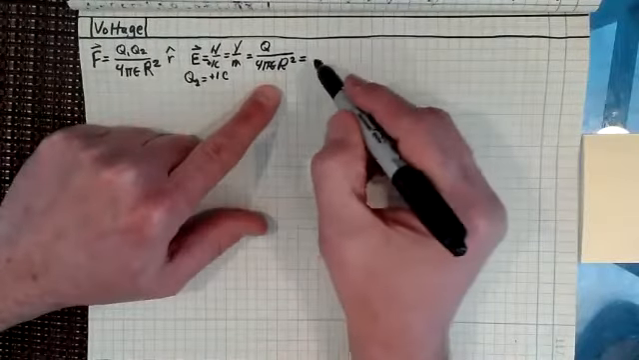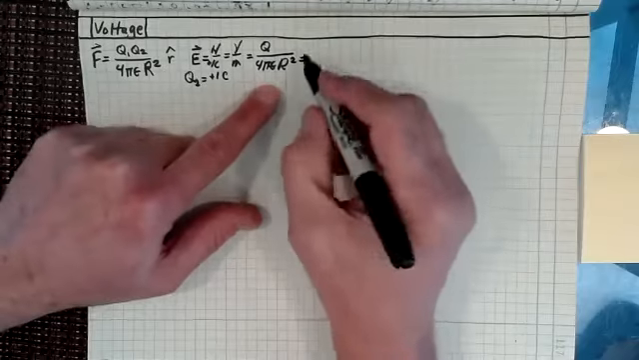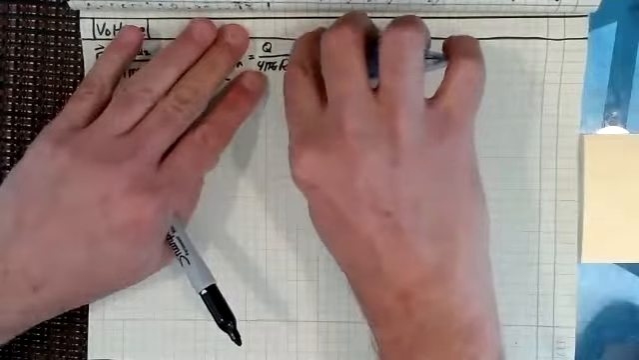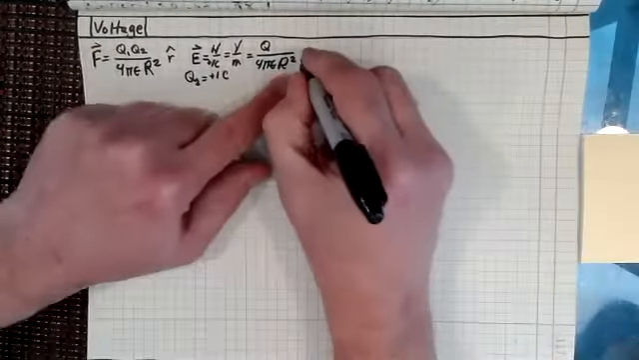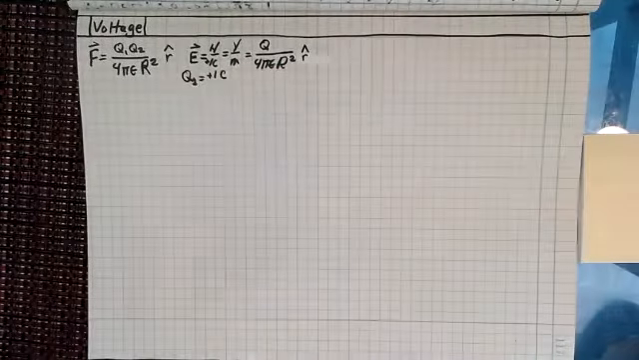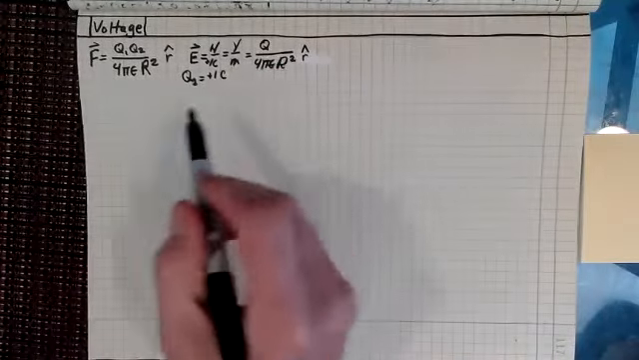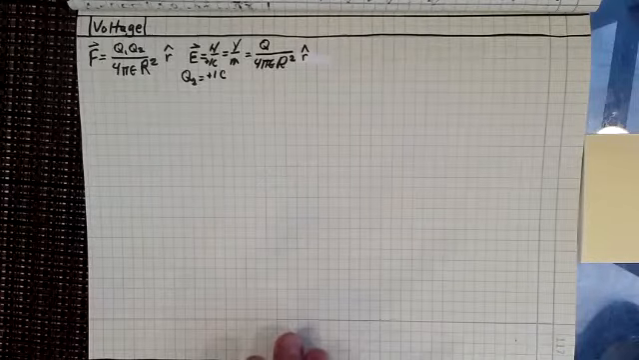Now, so that's what we have so far. And of course, I shouldn't even have put that equal sign there. What I should have put is the unit vector in the r hat direction, right? Because they're both vectors, and they're going radially out from the charge that's there.